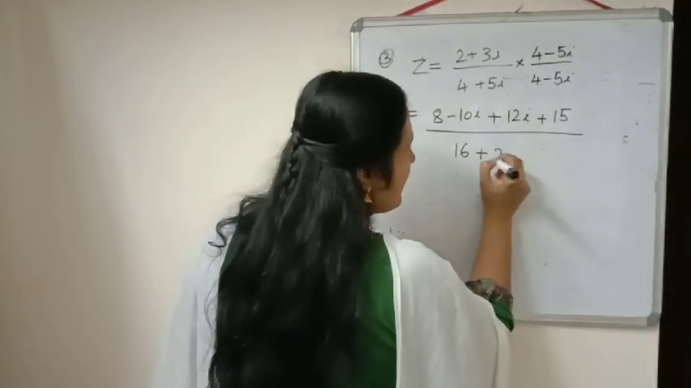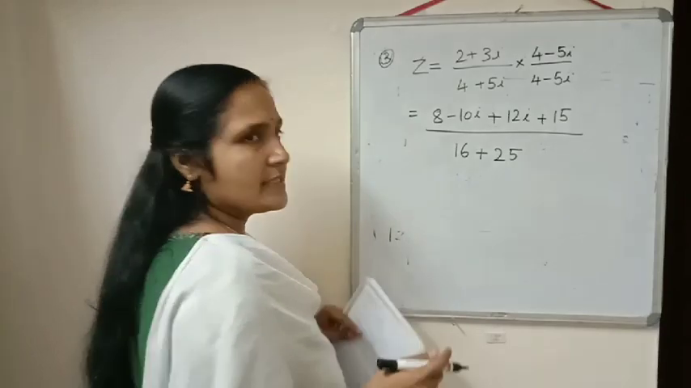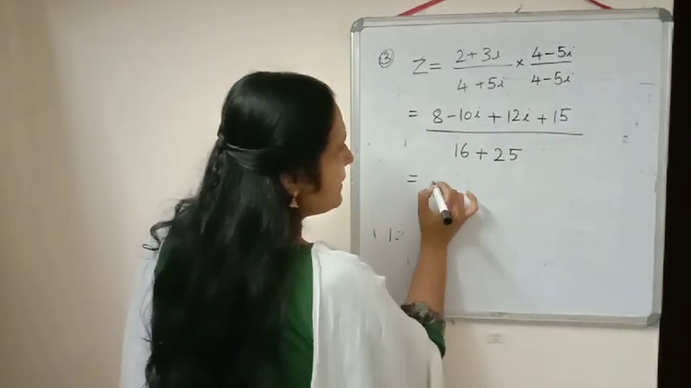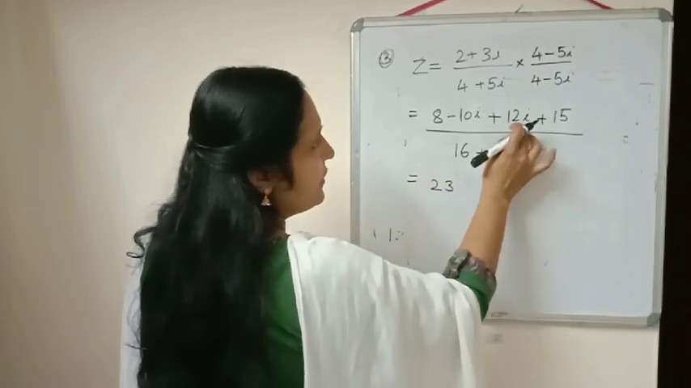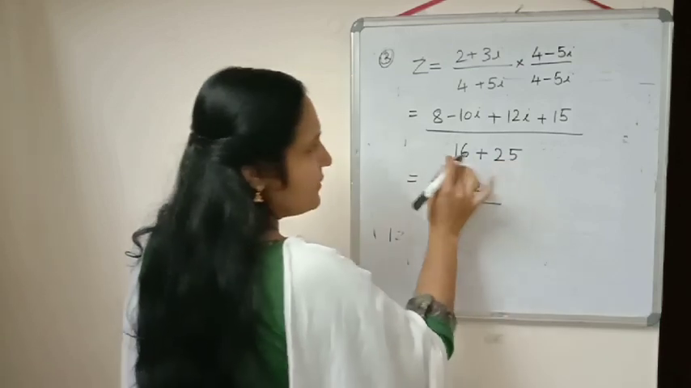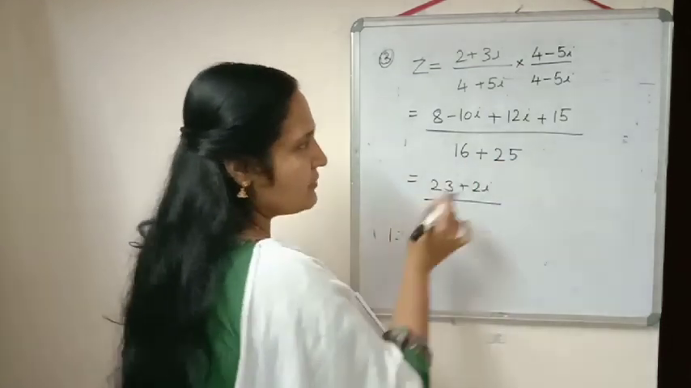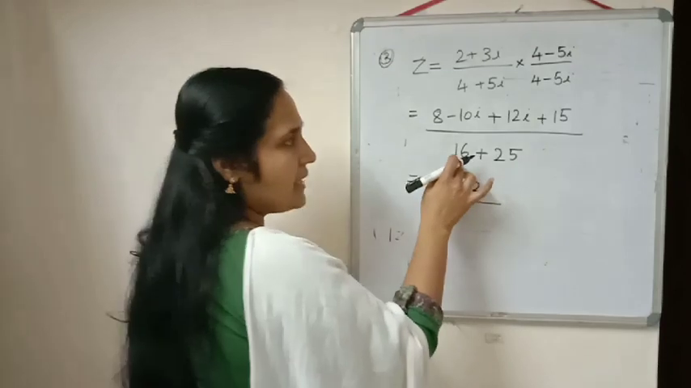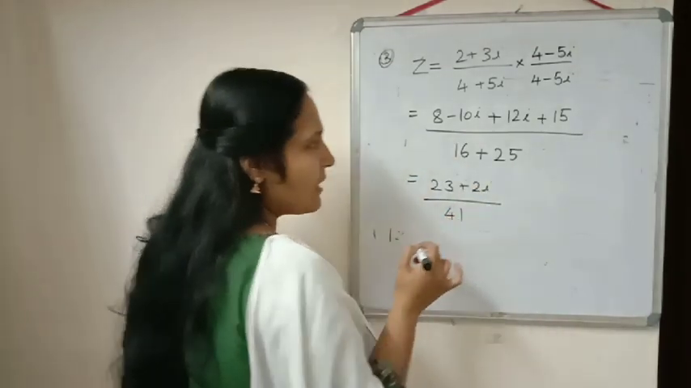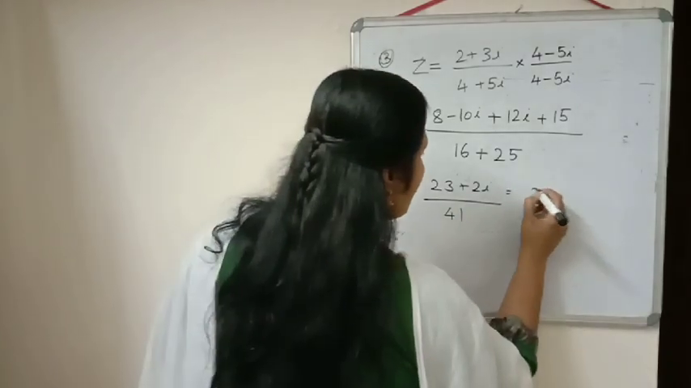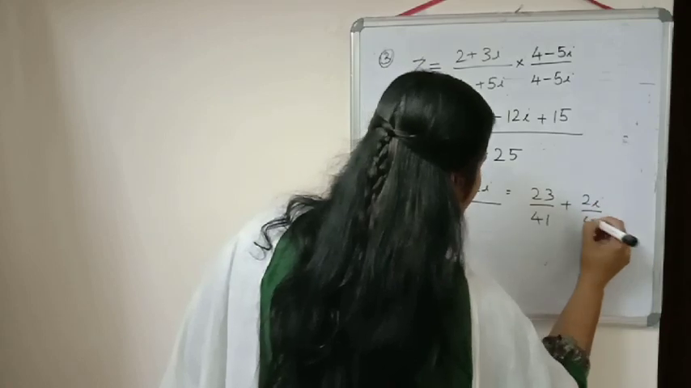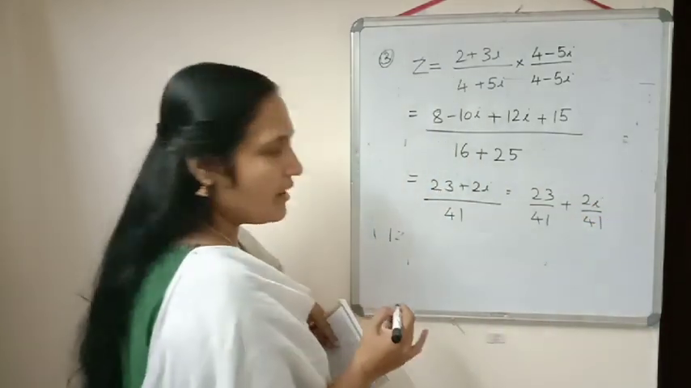So this negative will become positive. So we will get 16 plus 25. Now 15 plus 8 will be equal to 23. 12i minus 10i will be equal to 2i by 25 plus 16. So it will be equal to 25 plus 10, 35. And 35 plus 6 will be equal to 41. Now write it separately. 23 by 41 plus 2i by 41. This is the value of z.